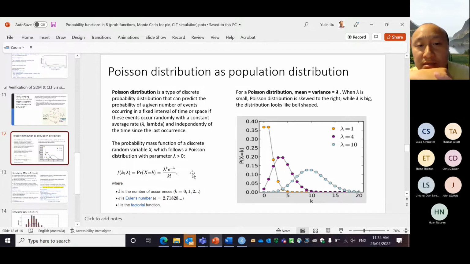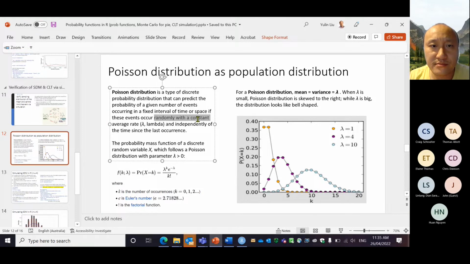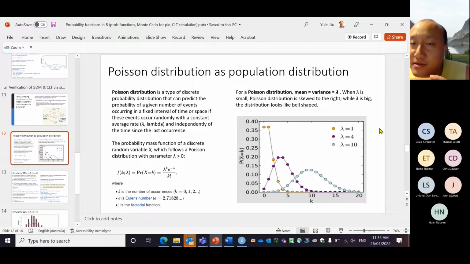Poisson distribution is only defined by one parameter called lambda. The lambda is the average rate of occurrence. The lambda has to be larger than 1. No, sorry, larger than 0. And then the Poisson distribution only depends on this one parameter. And for any Poisson distribution, the mean and the variance are equal to lambda. Okay.